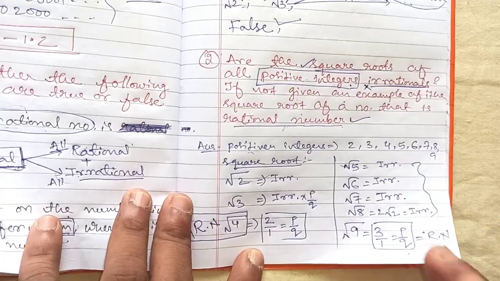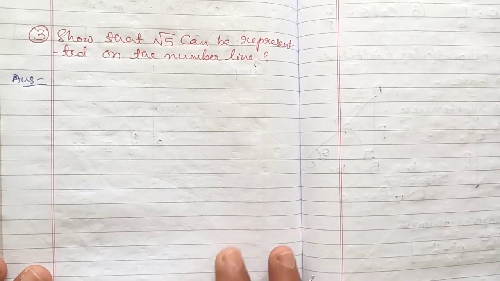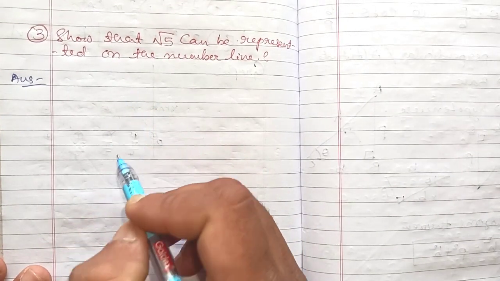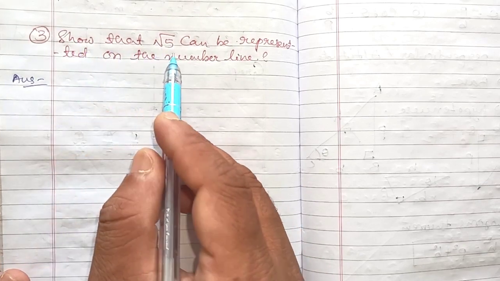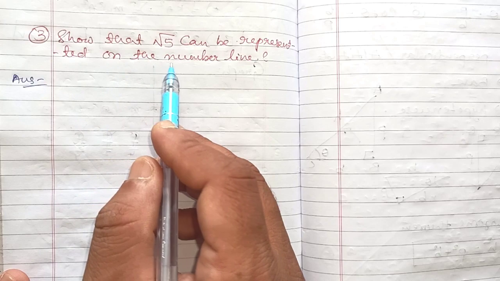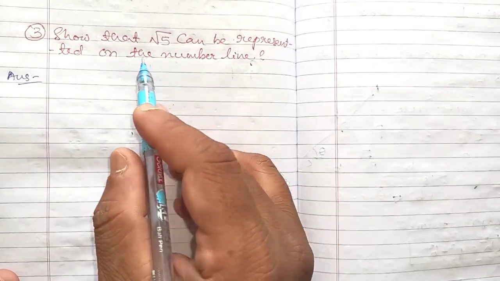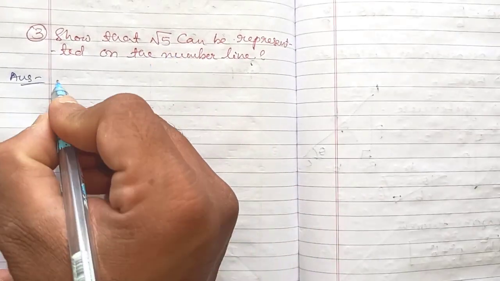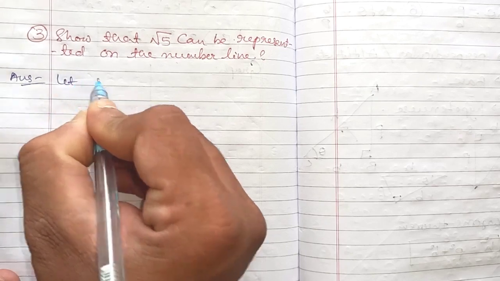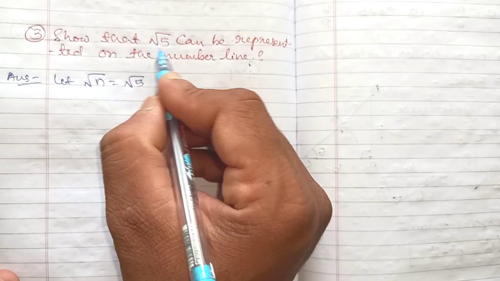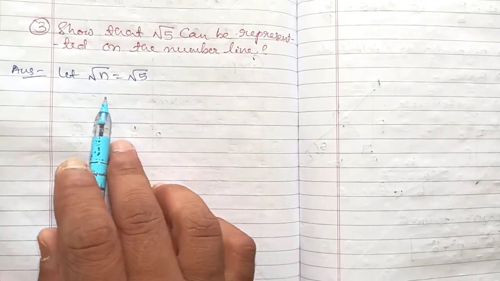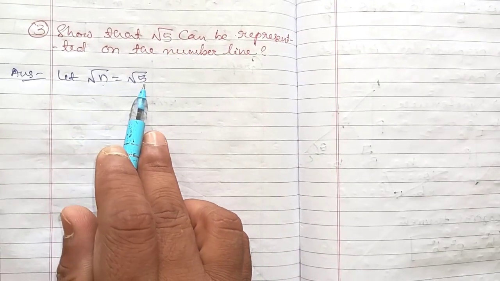Okay, next question. Now question number 3. This is one of the important questions from the exercise. In this question it is given: show that root 5 can be represented on the number line. For solving this type of question there is a formula which I will explain. You have to take let root n equal to root 5. Whatever number is given, you have to take inside the root. That means here n is 5.